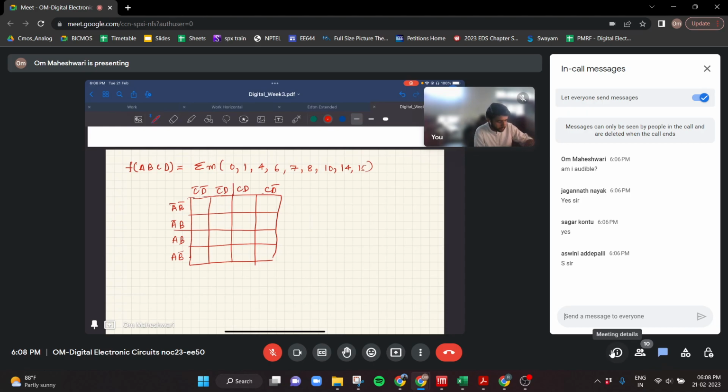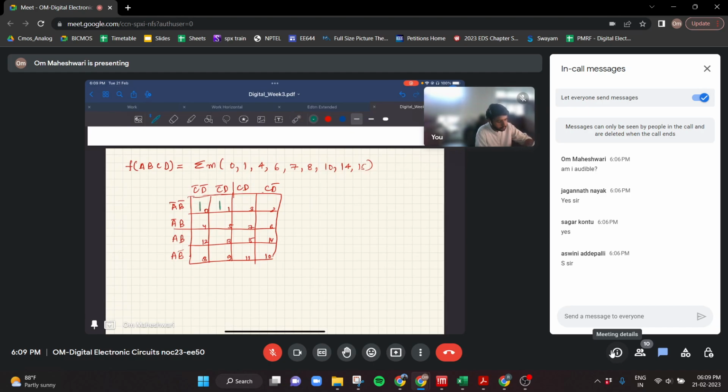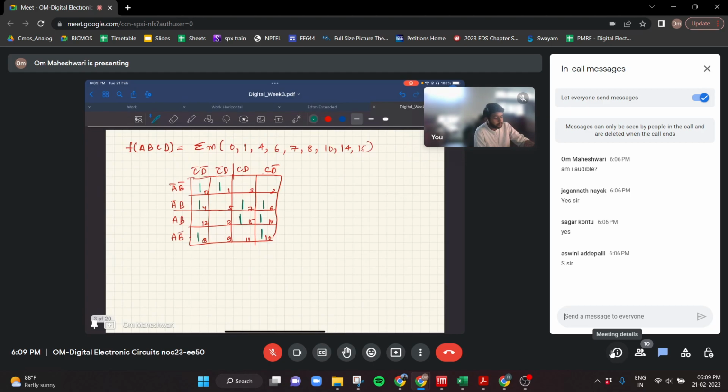So I hope by this time you are familiar with how to make a K-map. If not, please look at it. How we number it is 0, 1, 2, 3, 4, 5, 6, 7, 8, 9, 10, 11, 12, 13, 14, and 15. So now wherever these numbers lie, we'll put 1, right? So 0, 1, 4, 6, 7, 8, 10, 14, 15. Now we can form the groups the way we want, but what are prime implicants?